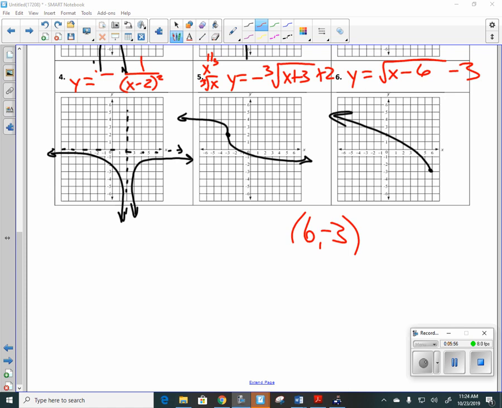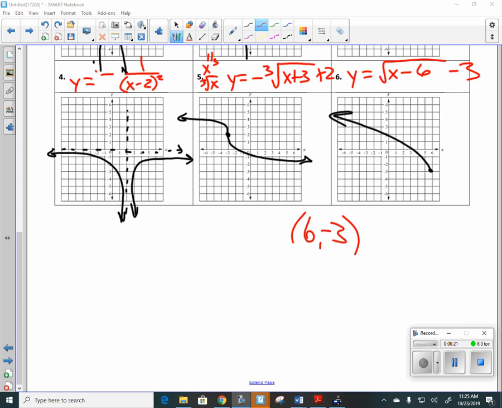So that means if I plug in 6, I should get -3 as a result, right? Okay? So watch. If I plug in 6, I should get -3. Plug in 6. 6 minus 6 is 0. Square root of 0 is 0, minus 3 is -3. So it works, doesn't it?